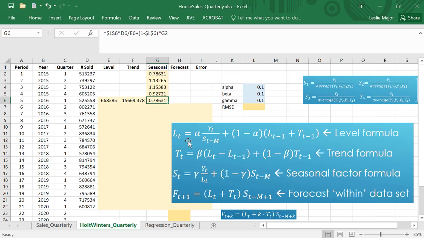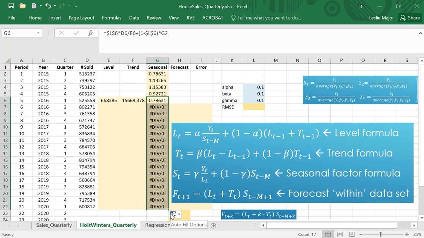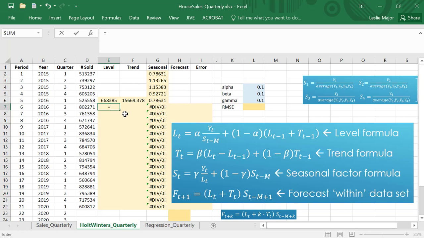Good. Now that formula, as soon as you get to these main formulas, you're ready to copy all the way down to the bottom of your data set. It's okay if it says div by 0 here. Moving on to your next one here, your level.